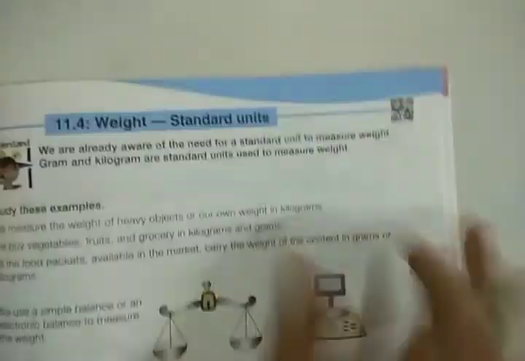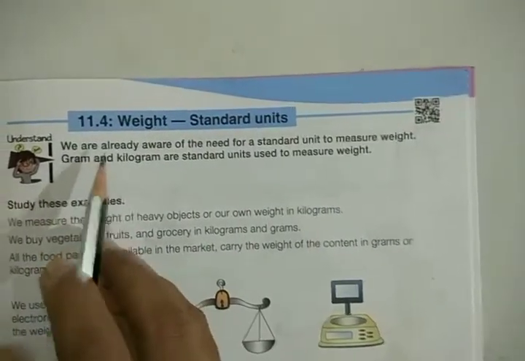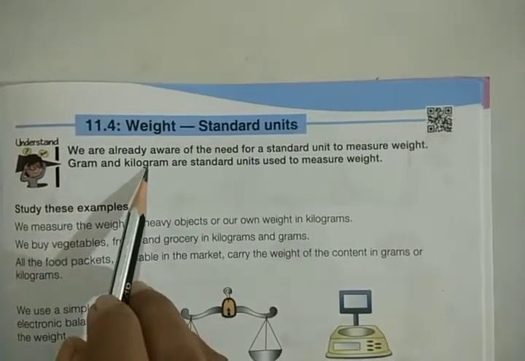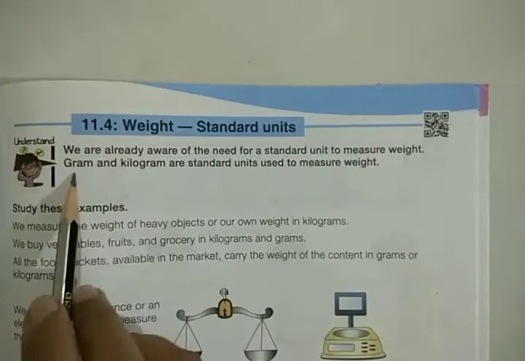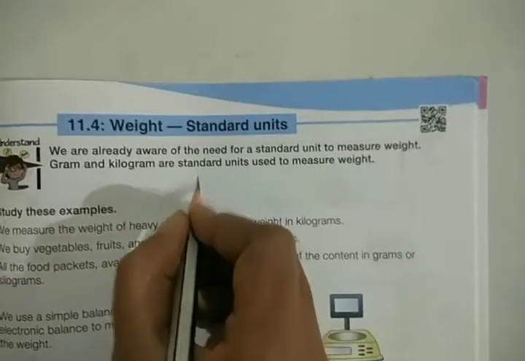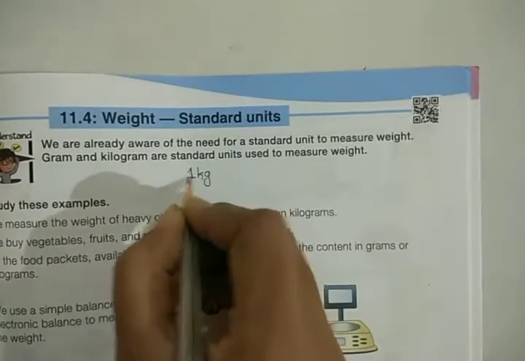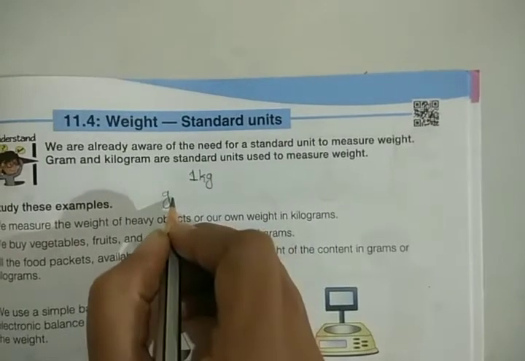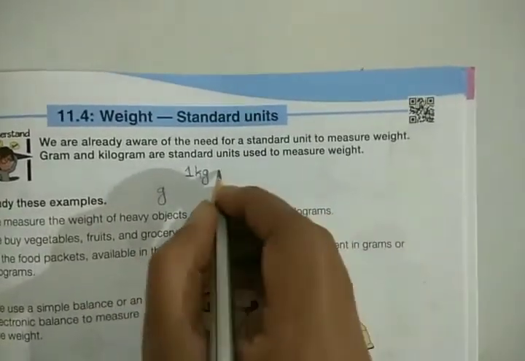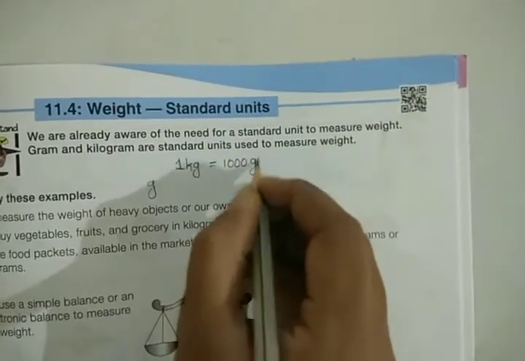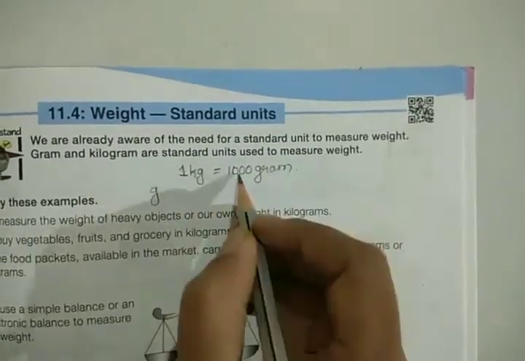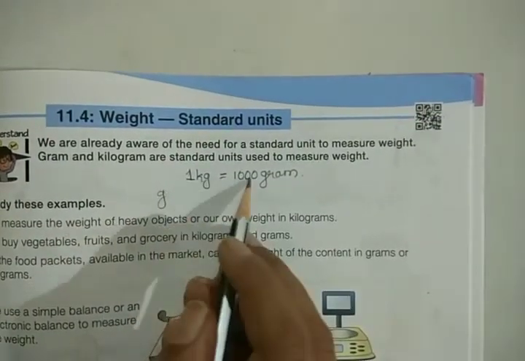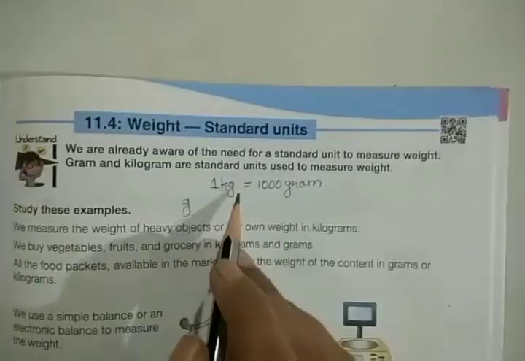Okay, children, in the last class, we have learned that weight is measured in gram and kilograms. The standard units of weight are gram and kilogram. Kilogram is written in short as kg, and gram is written as small g. 1 kilogram, that is 1 kg, is equal to 1000 grams. So kg is bigger. Kg is 1000 times bigger than gram. This we have to remember.